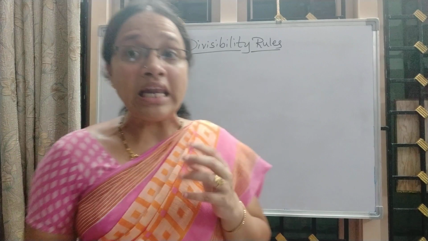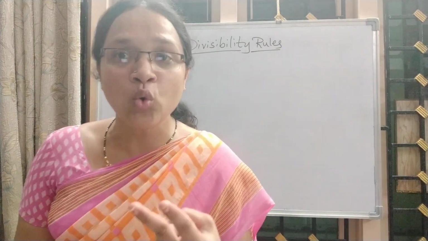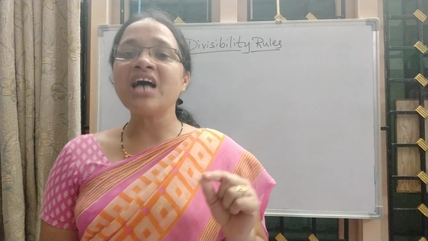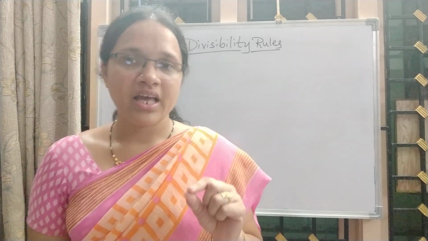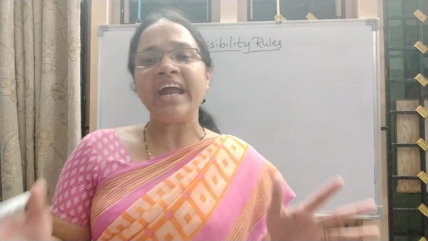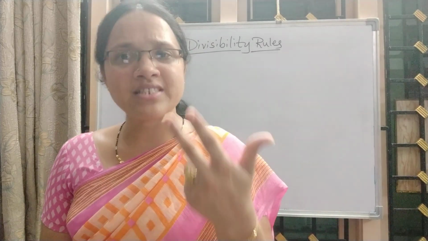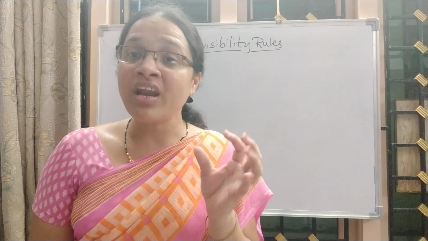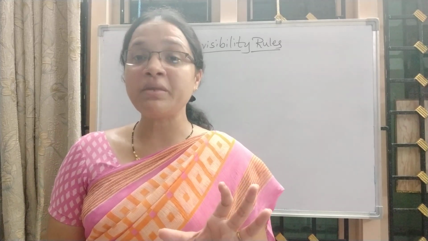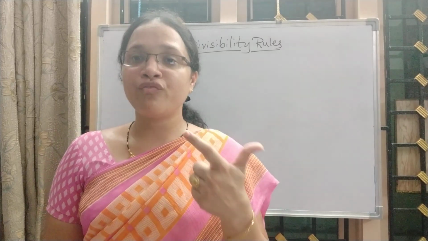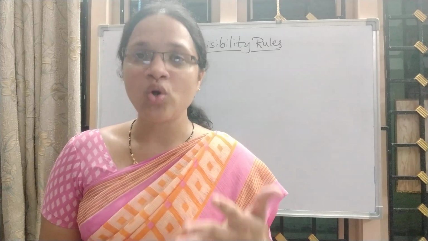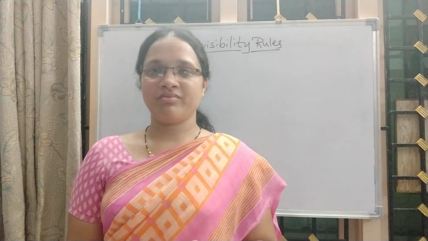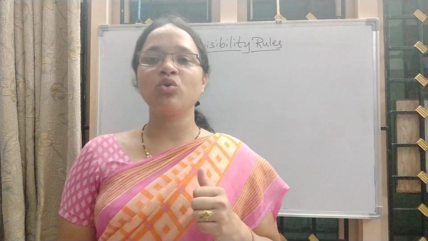We have learned in the last video about the divisibility rules of 2 and 3. Yes or no? Yes. Let us recall that if the given number ends with 2, 4, 6, 8, 0, that means if the ones place is 2, 4, 6, 8 or 0, then it is exactly and completely divisible by 2. That is the divisibility rule of 2.